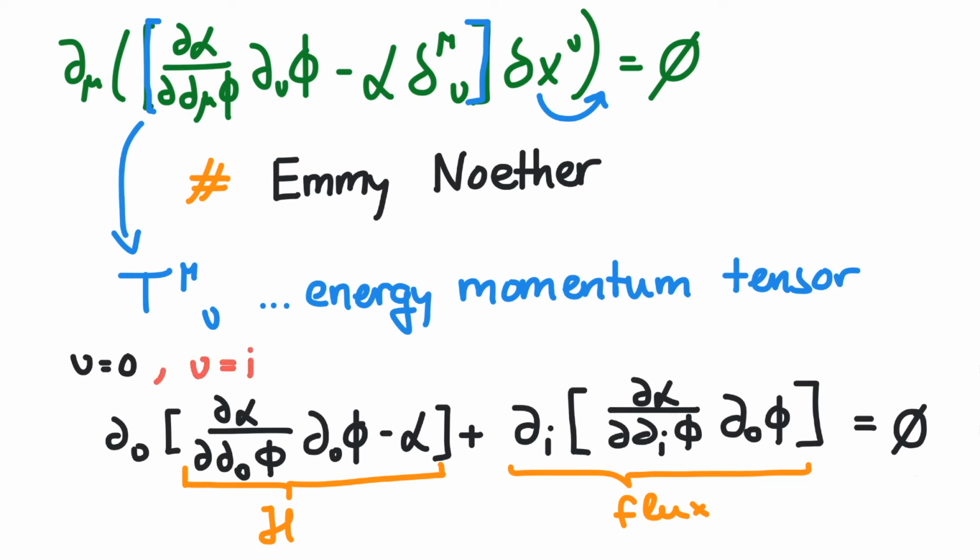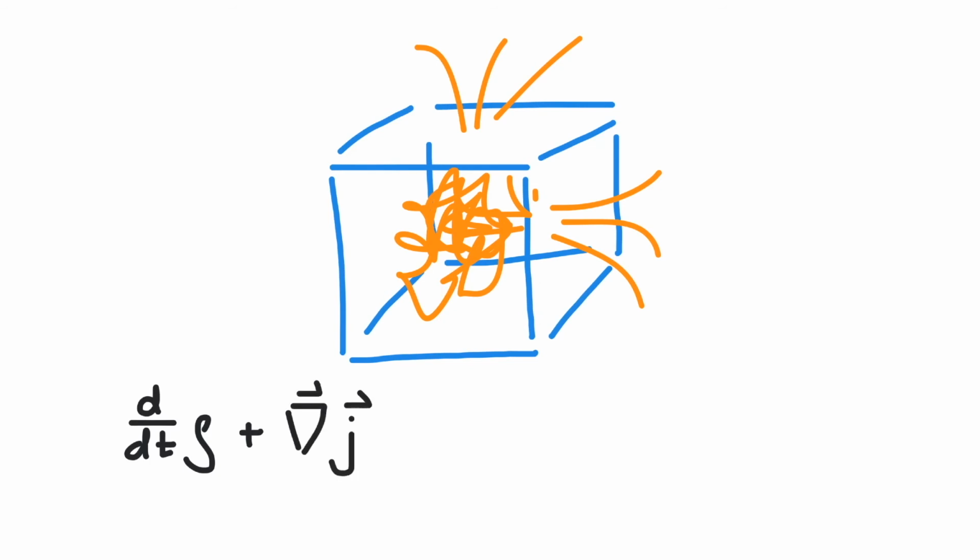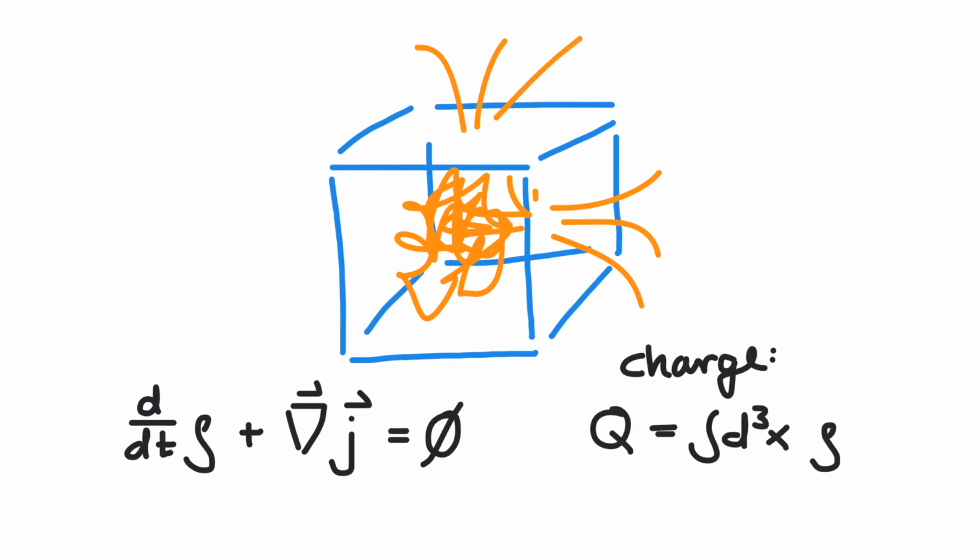Analogously, we can set mu equals i, meaning the space coordinates. In this way, we find a continuity equation for the momentum density. Therefore, in any volume in space, the energy is constant over time or passes through the surface. And in any volume in space, the total momentum is constant over time or passes through the surface. This is exactly like the continuity equation in electrodynamics, where charge in a volume is either conserved or passes through the surface as flux.